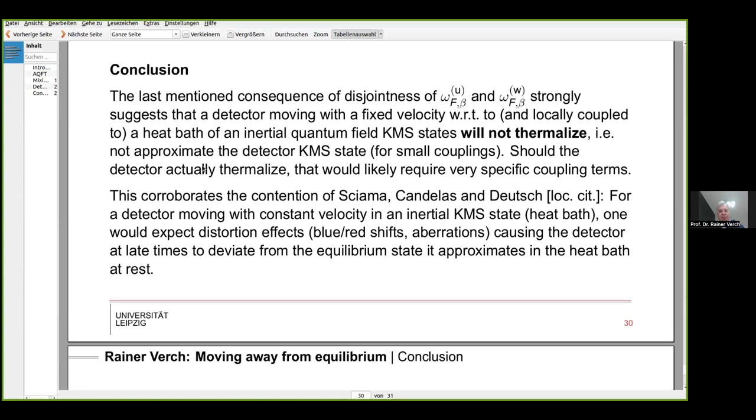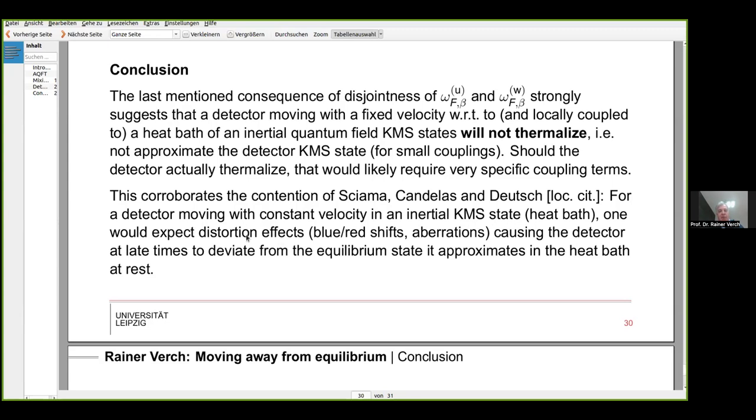Should this actually occur, we think that would likely require a very specific coupling between detector and quantum field, and is not a general statement for the general class of couplings. This then corroborates the contention of Sharma, Candelas, and Deutsch, which I mentioned in the beginning: a detector moving with constant velocity in an inertial KMS state, meaning a heat bath.